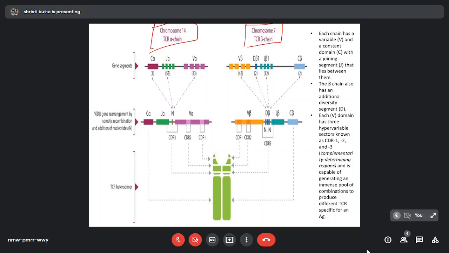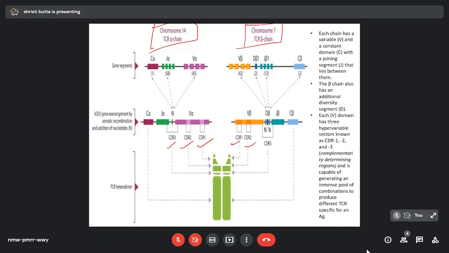Each domain has 3 hypervariable sectors, that is the CDR 1, 2, and 3, here 1, 2, and 3. Okay, so what is this? This is nothing but the complementary determining region, and that is capable of generating an immense pool of combinations that particularly react to different antigens in different manners. So it is the CDR, or the complementary determining region, which allows for the formation of antigenic specificity for the T cells.